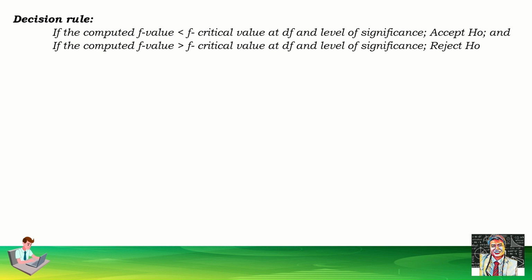The decision rule for ANOVA is similar to the t-test and z-test. If the computed f-value is less than the f-critical value at the given degrees of freedom and significance level, you accept the null hypothesis. If the computed f-value is greater than the f-critical value, you reject the null hypothesis. In other words, if your f-value falls within the acceptance region of the normal curve, you accept the null hypothesis. If it falls in the rejection region, you reject it.